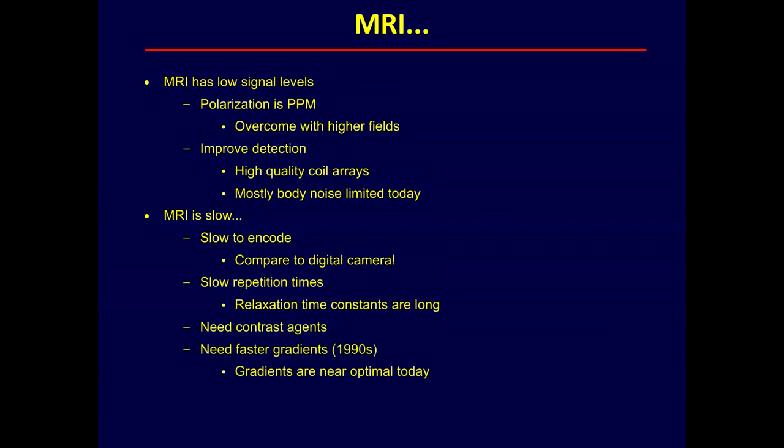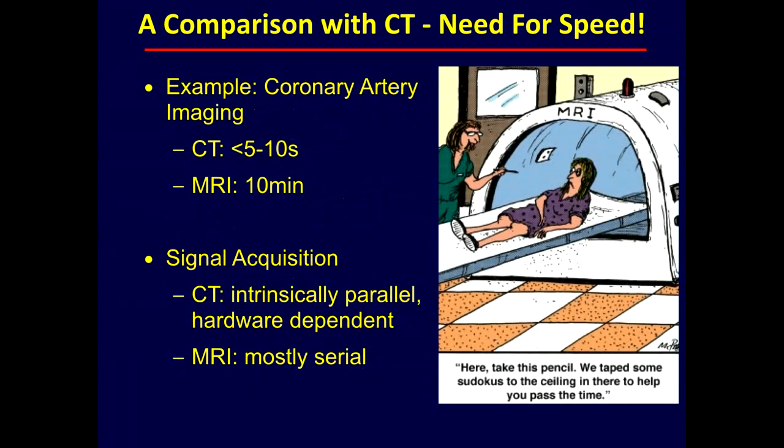Gradients are pretty good these days after decades of development. Just one simple example: if you want to see somebody's coronary artery to see whether there's coronary artery stenosis or occlusion, then a CT scan really takes only a couple of seconds, and you can get very high quality CT images of the coronary arteries. For MRI, even with the most state-of-the-art techniques, it takes anywhere from five to 10 minutes to do that. So it's really quite slow compared to CT.